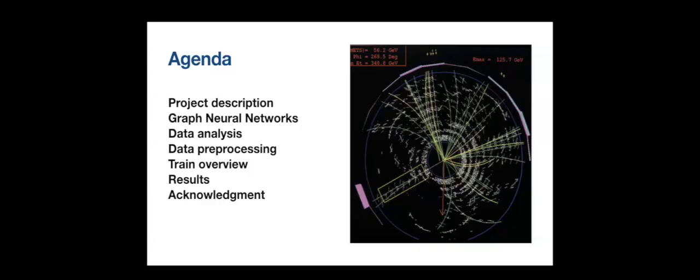Today I'm going to tell you about the result of the IRIS-HEP fellowship project, which is ML tracking. So the agenda would be next. I would like to start with the project description, give some background about graph neural networks, describe some steps about data analysis and data preprocessing, train overview, talk a little bit about results and some acknowledgement part.